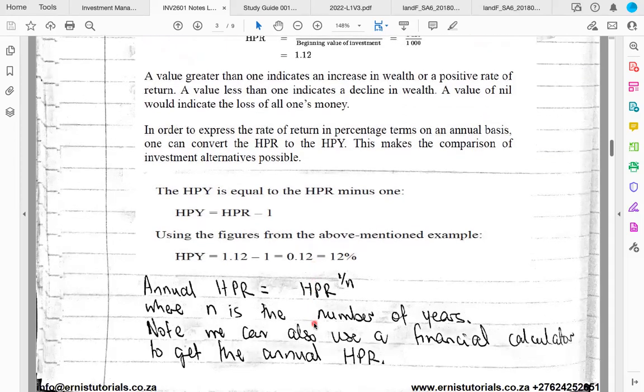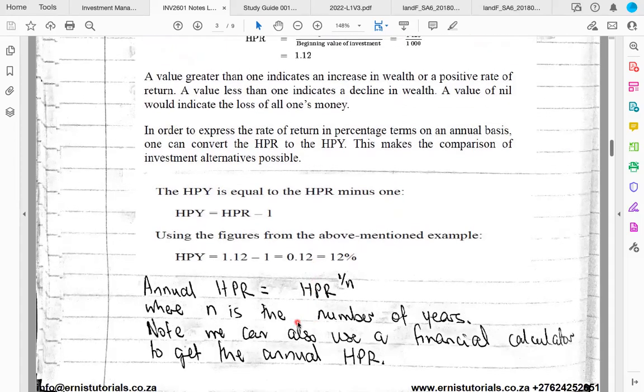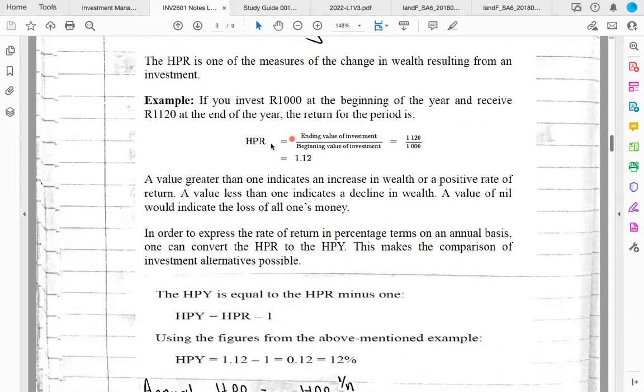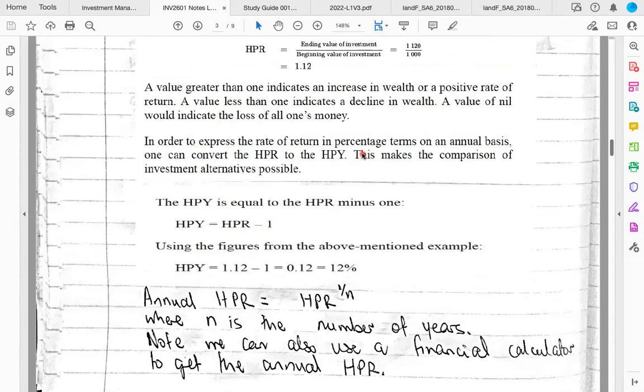However, if we are now dealing with an investment for a number of years, for example a 3-year or a 4-year or a 5-year investment, the calculation becomes a bit trickier. Don't worry, I'm going to show you an example. The holding period return calculation will still be the same. It's simply the ending value of the investment divided by the beginning value of the investment.